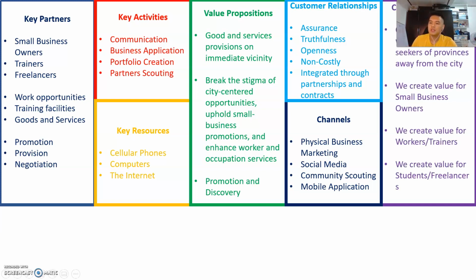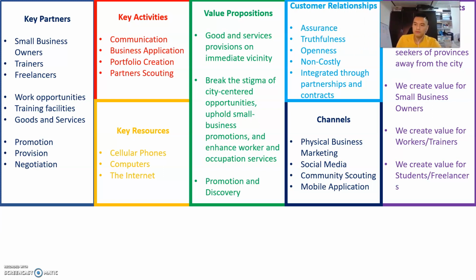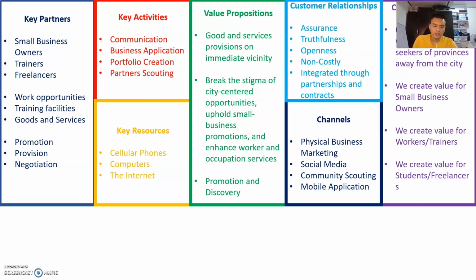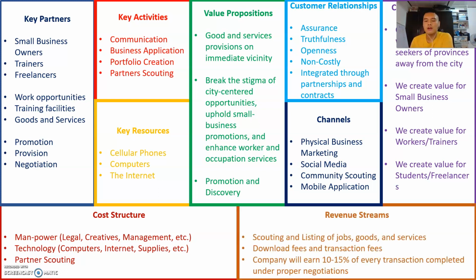Customer segments: consumers and workers or job seekers in provinces away from the city. We create values for small business owners. We create values for workers and trainers, and we also create value for students, freelancers, and more. Next, cost structure: manpower, legal, creatives, and management, technology, computers, internet supplies, and lastly, partner scouting. And finally, the revenue streams: scouting and listing of jobs, goods, and services, download fees, and transaction fees.